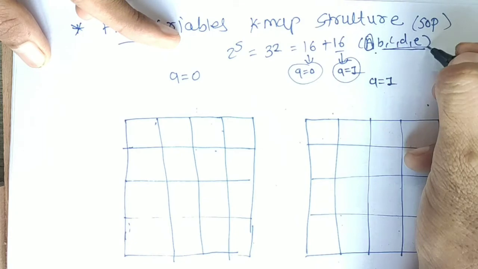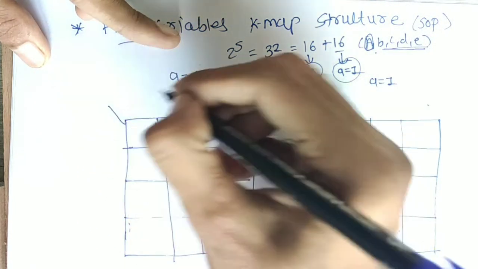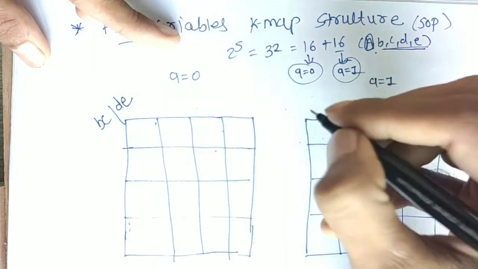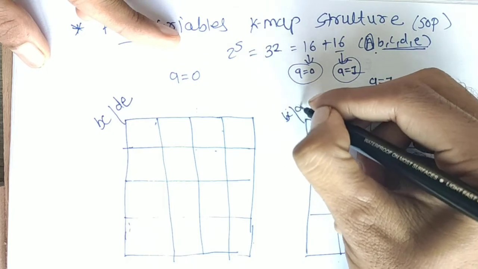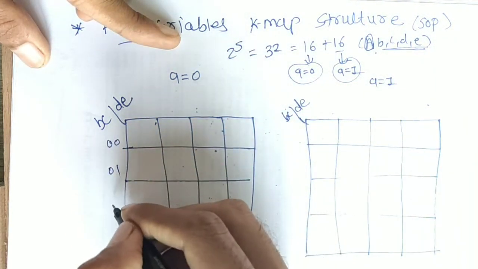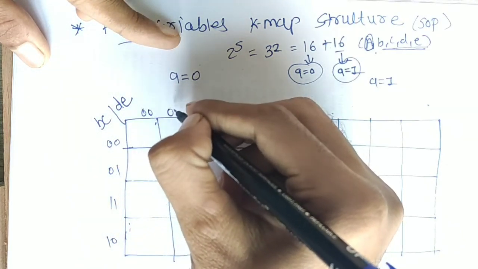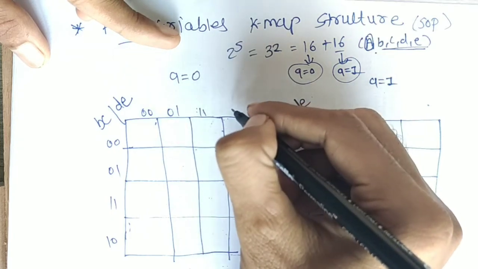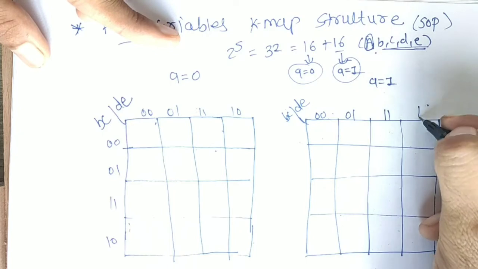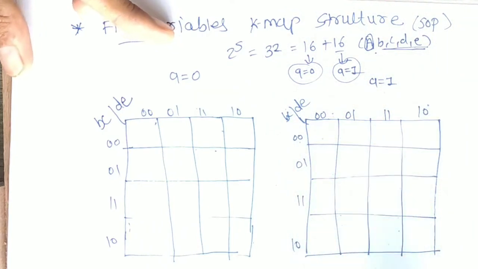Now the remaining 4 variable structure is similar to the 4 variable K-map structure. It can be represented as B, C on one side and D, E on the other. Here is also B, C and D, E. The labels are 0, 0, 0, 1, 1, 1 and 1, 0, repeated for each of the structures, right?